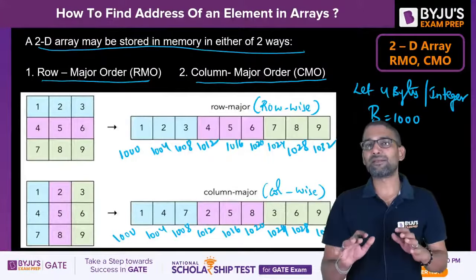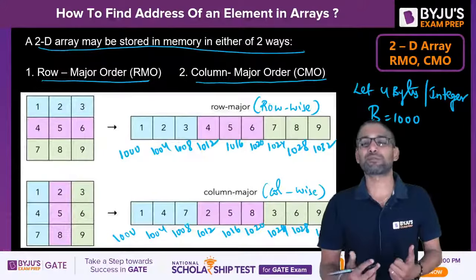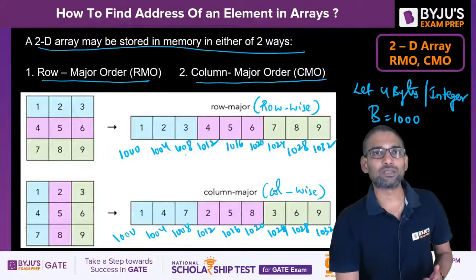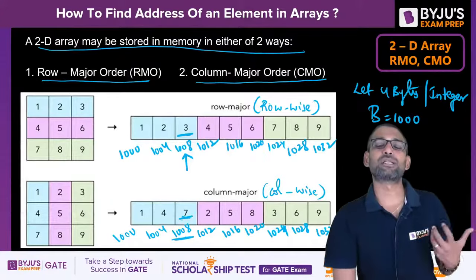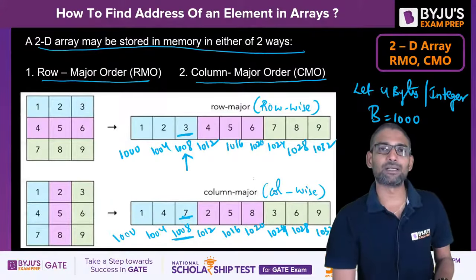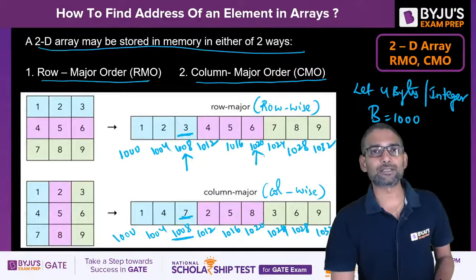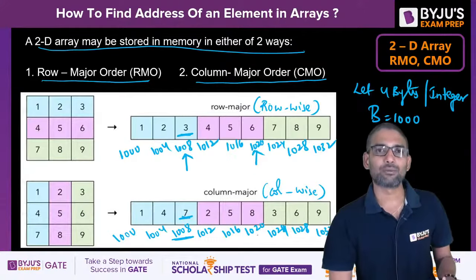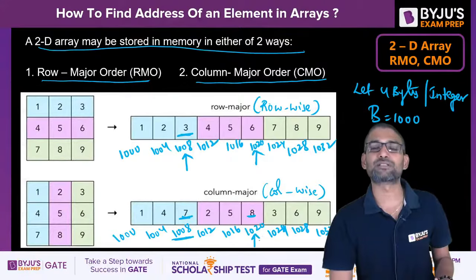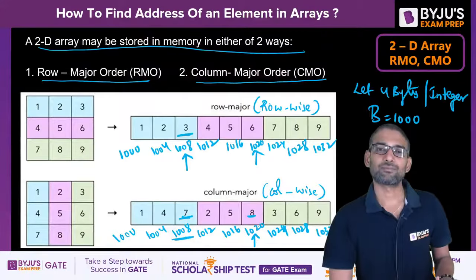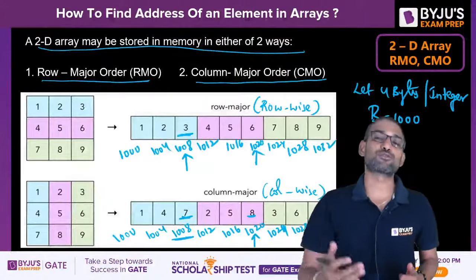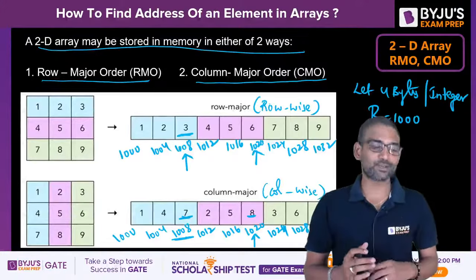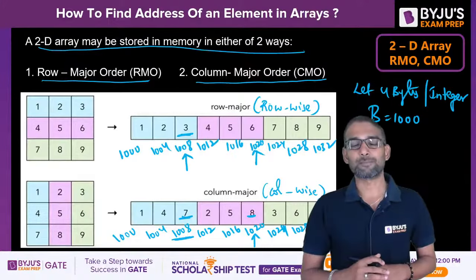So addresses remain the same, but what gets stored is different. For example, at 1008 address, in row major order, what value is stored? 3, but on the same address, 7 is stored in the column major order. Similarly, at 1020 address, 6 is stored in row major, but 8 is stored in column major at the same address. So consecutive element addresses will be the same, but what values are stored is definitely going to be different, isn't it?